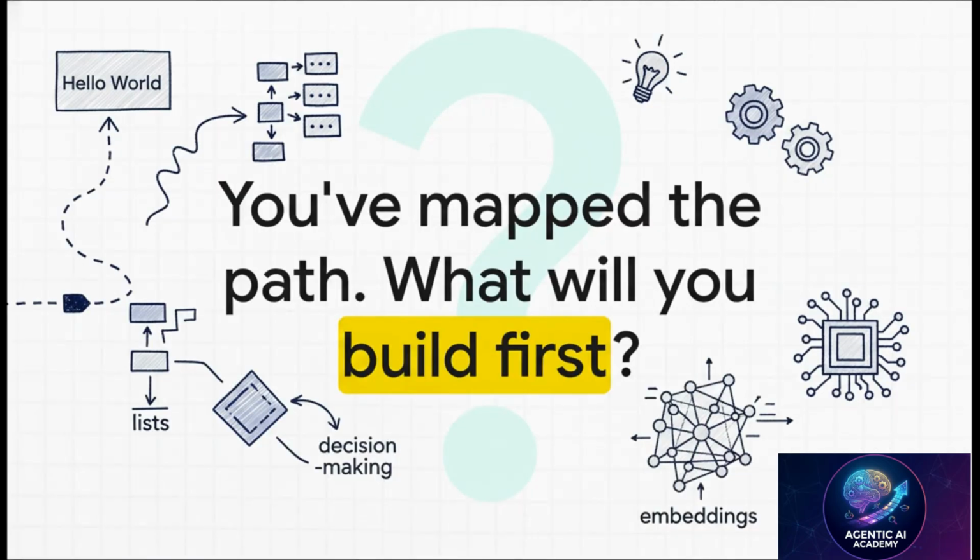And that's the whole journey, from a simple "hello world" to variables, lists, decision-making, and all the way to embeddings, the numerical representation of meaning itself. We've literally just mapped the entire path. So the only question left is, what are you going to build first?